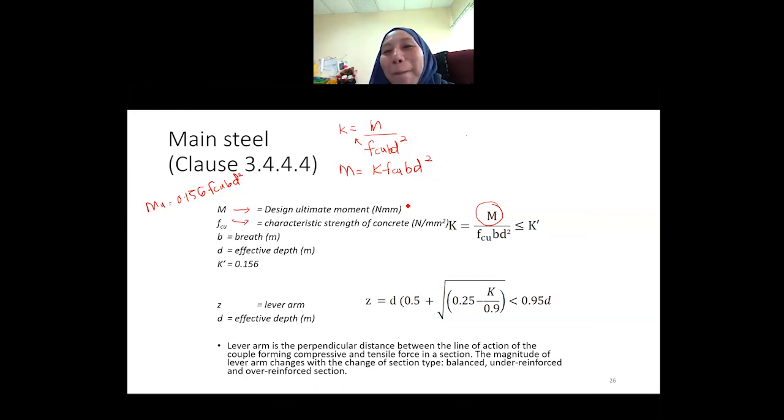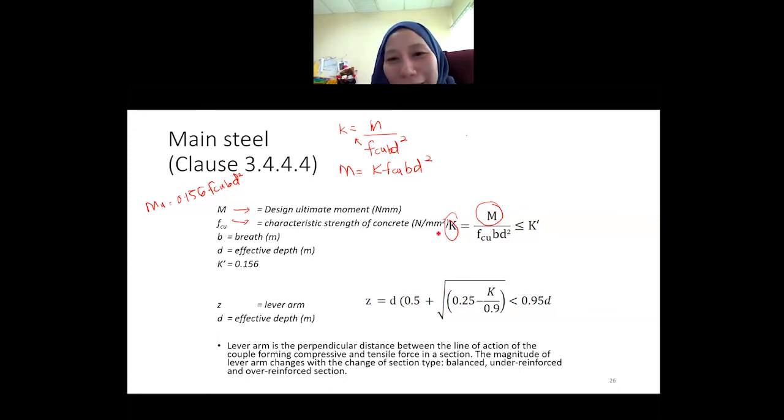So this M comes from the load. FCU is the strength of concrete, whether 30 or 35, depending on the design itself. B is the breadth, and D is the effective depth, which I will explain earlier. Okay, what is K? K has no name. I also did not give it a name. K is actually a coefficient that is used in BS. So K really has no name.